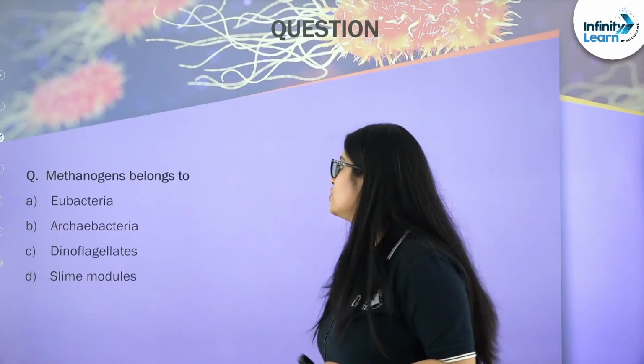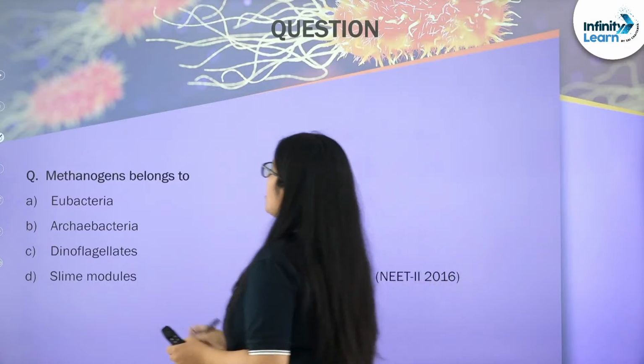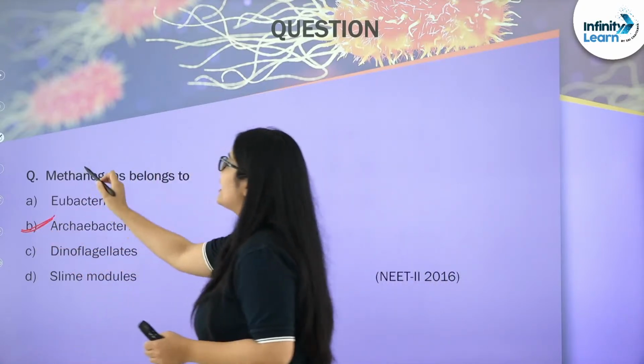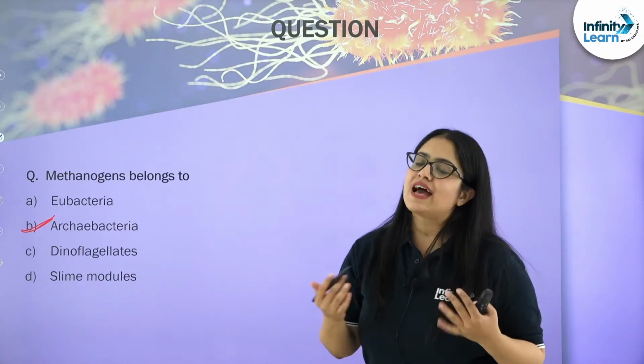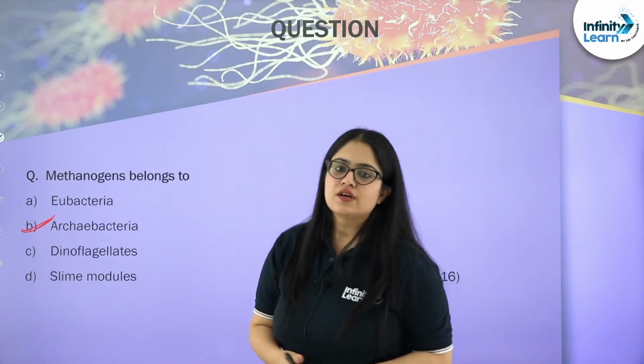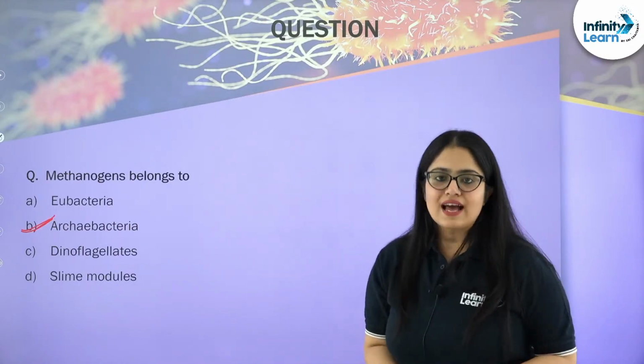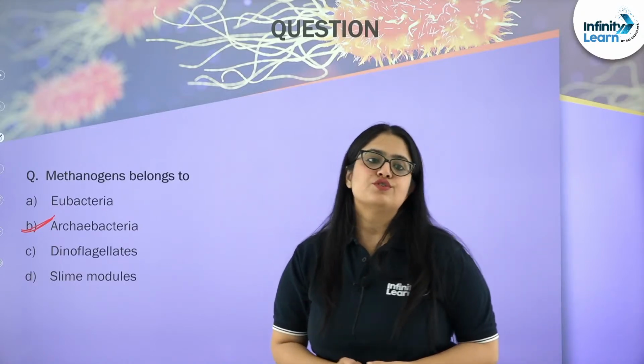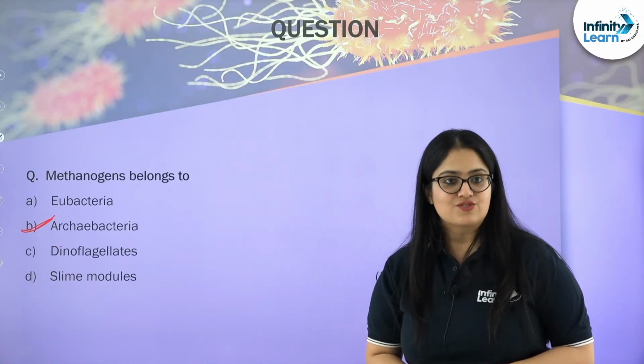Please remember this. So methanogens belongs to archaebacteria. They can live in marshy areas as well as in the gut of the ruminants, that is the cattle, and are responsible for producing the biogas, the methane gas, right?